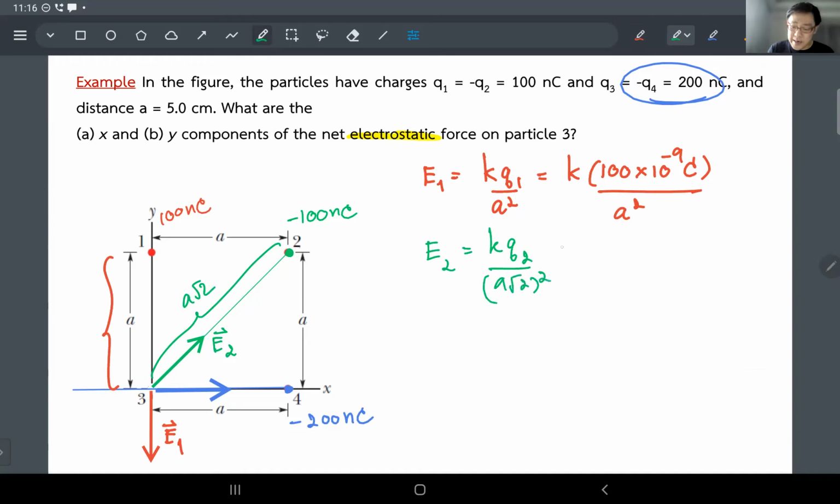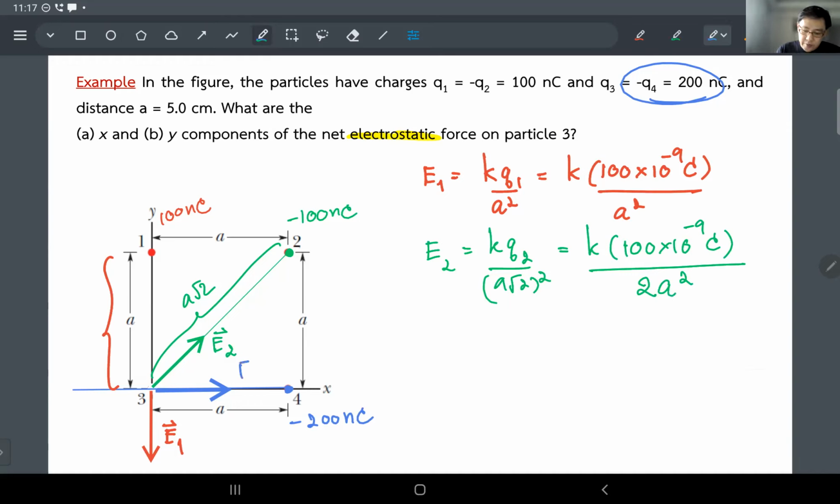All right, substitute a little bit. Just keep the K. The Q2 magnitude of the charge is still 100. I don't have to take the negative sign here. Nano is 10 to the negative 9, divided by A root 2 squared. So I have 2A squared. Pretty good. Keep going. I can figure out the blue vector.